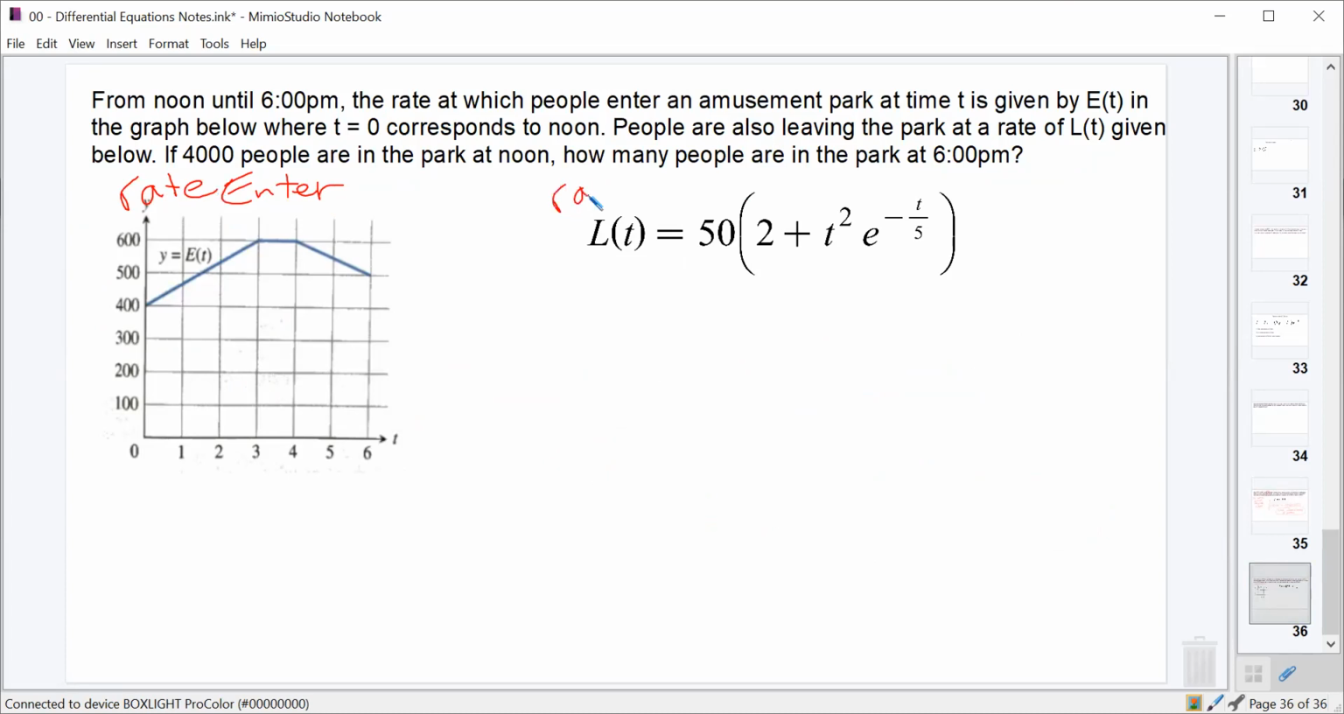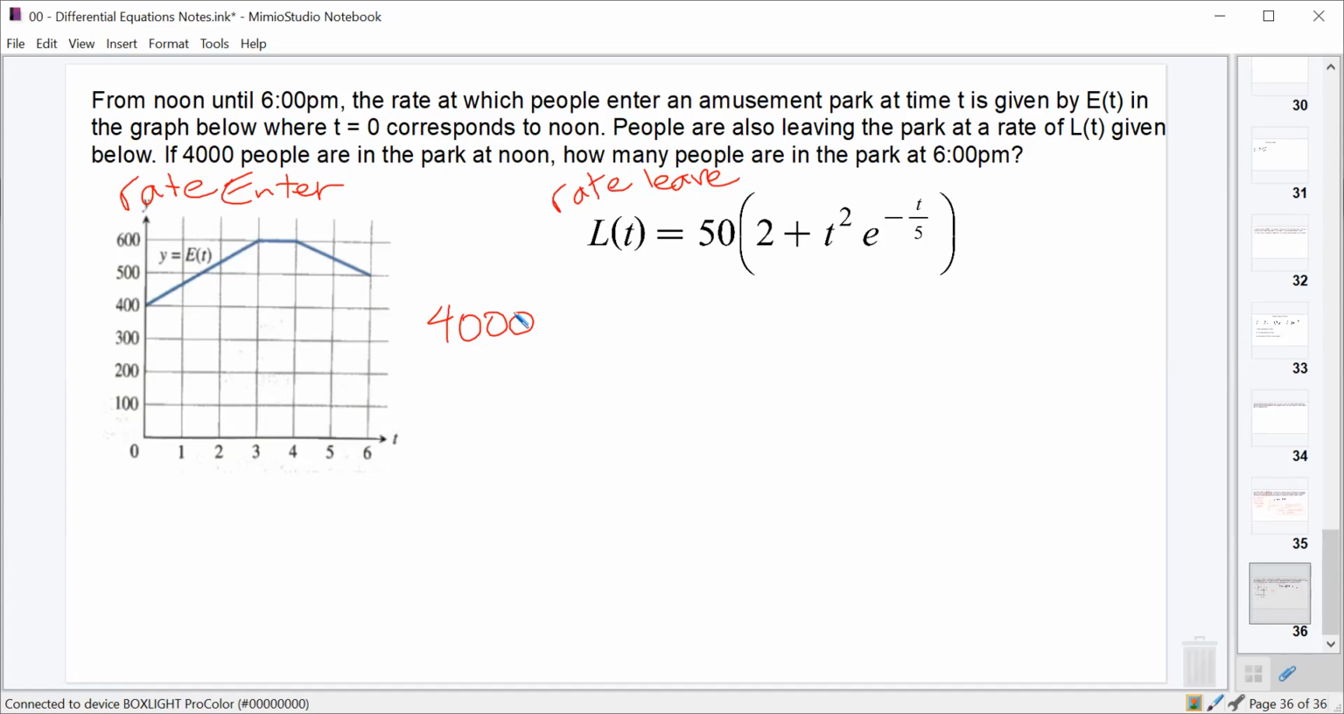That's the rate people leave. We're also going to want to note that it tells us that there are already 4,000 people in the park at noon. We are going to figure out how many people are actually in the park at 6 p.m. If we think about this, the number of people in the park at 6 p.m. are the number of people that were in the park when we started, taking into account the rate they're entering and the rate they leave.